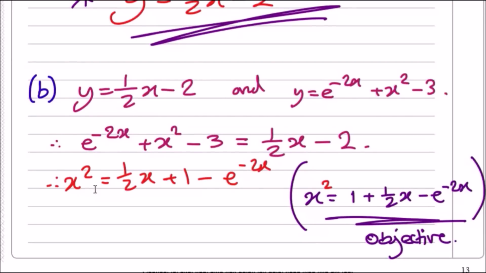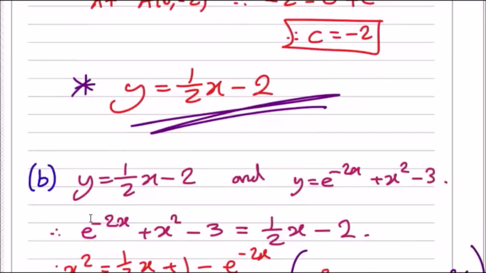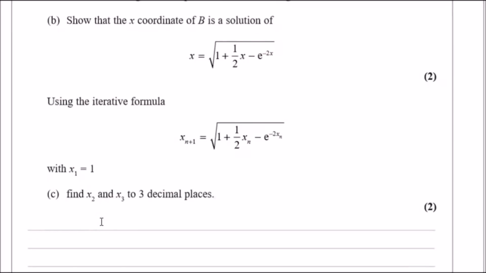Okay, so at the moment it's the same thing. Now you just rearrange the position here and say, therefore, x equals the square root of 1 plus half x minus e to the negative 2x. And that's it. That's part B done as well. Now for C, let's have a look.